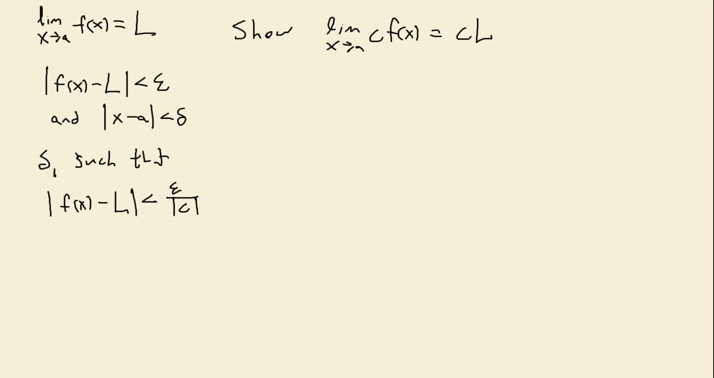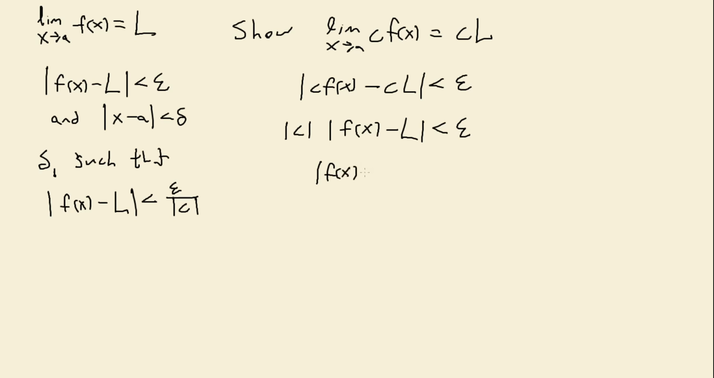So we know that this is true. We'll call that delta 1. So if we go through our process here, we have the absolute value of f of x minus L, f of x here being c times f of x, and our proposed limit here being c L, less than epsilon. Here we can factor out the absolute value of c times the absolute value of f of x minus L less than epsilon, and now we can divide both sides, and we get that the absolute value of f of x minus L is less than epsilon over the absolute value of c.